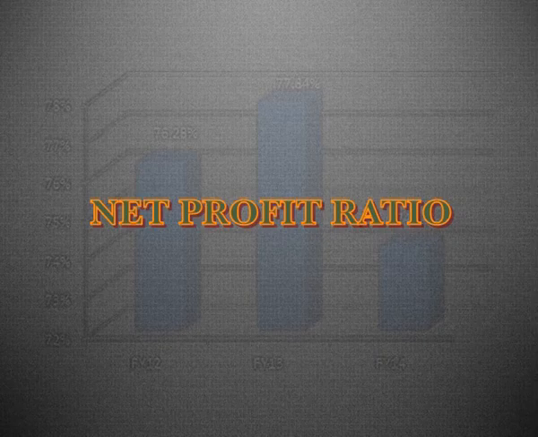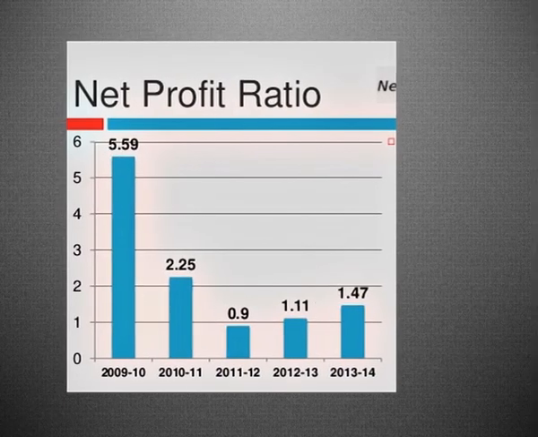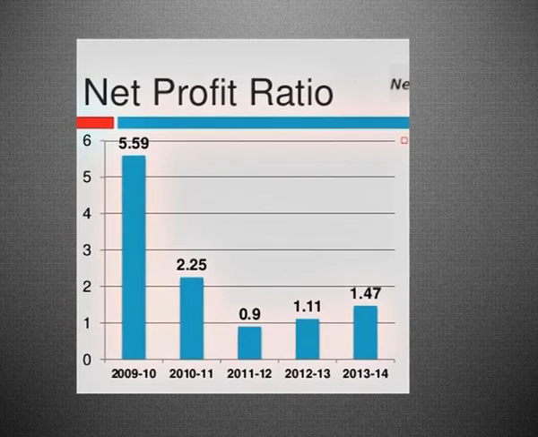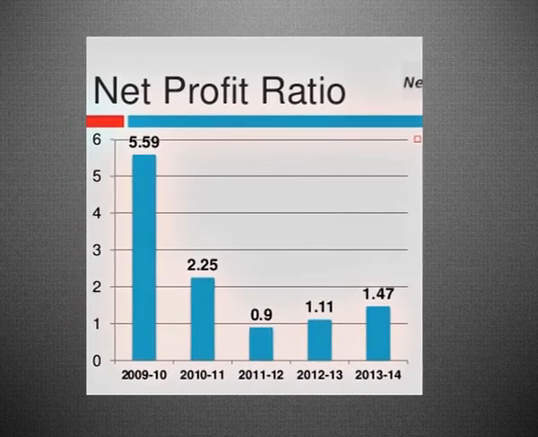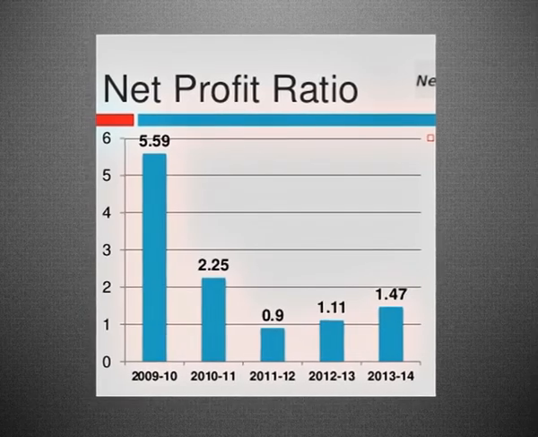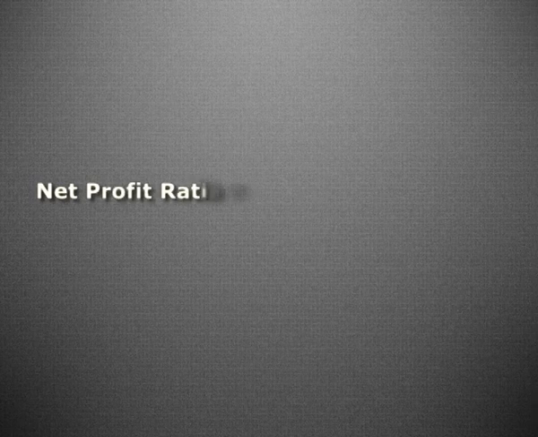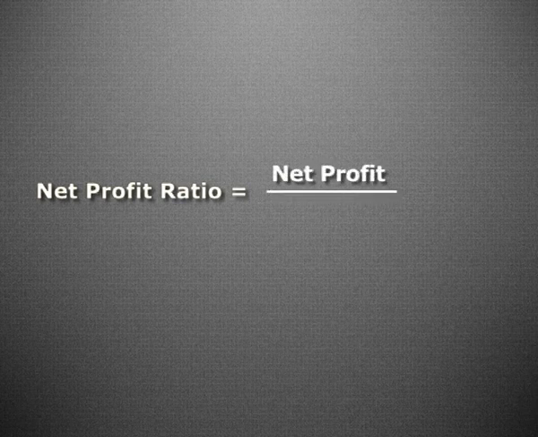Net profit ratio. This ratio is very useful to the proprietors and prospective investors because it reveals the overall profitability of the concern. This is the ratio of net profit after taxes to net sales. Net profit ratio is calculated by using the following formula. Net profit ratio is equals to net profit divided by net sales into 100. Higher the ratio, greater is the capacity of the firm to withstand adverse economic conditions.